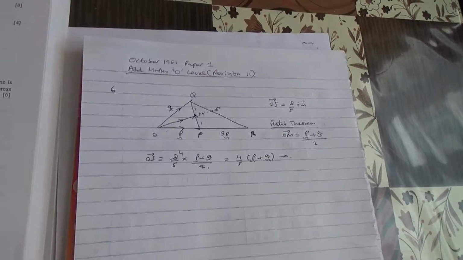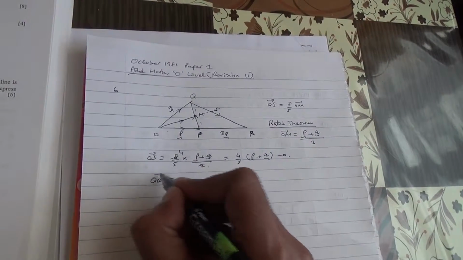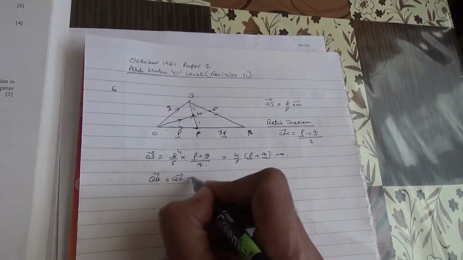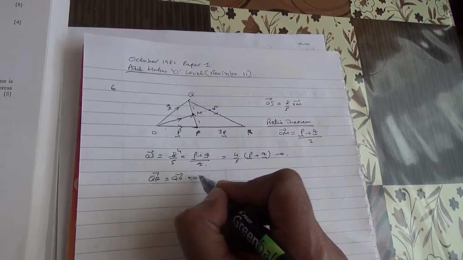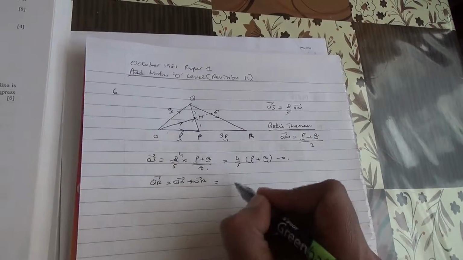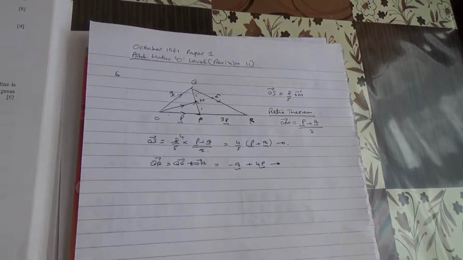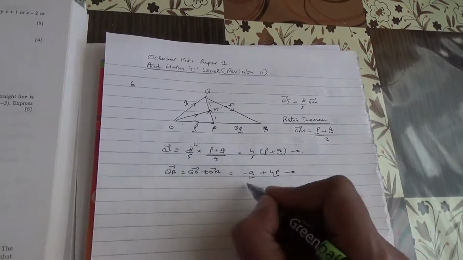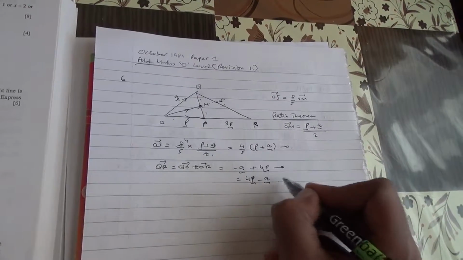Also we need to find QR. QR is QO plus OR, so by vector geometry, QO plus OR. So what is QO? It's going to be negative Q plus OR. OR is going to be 4P. Here we are for vector QR. You can say 4P minus Q, if you wish. Right, here we are.